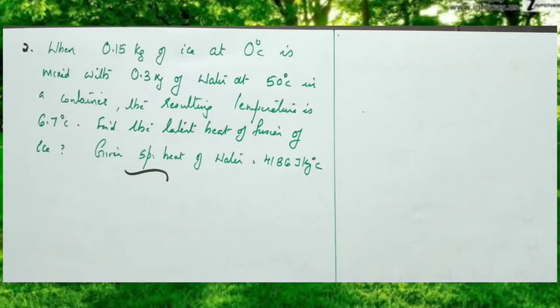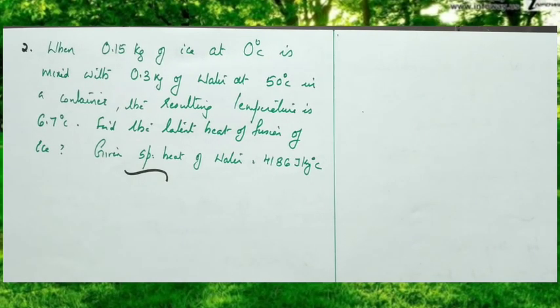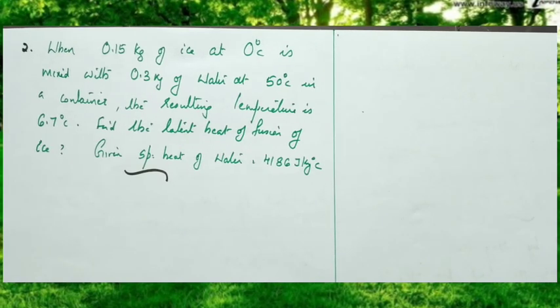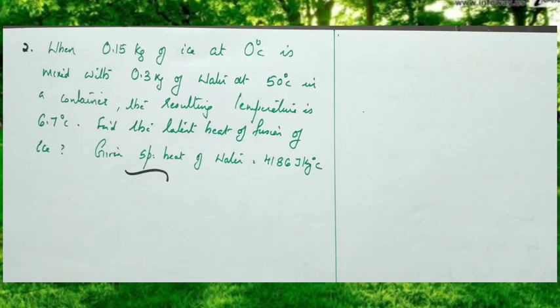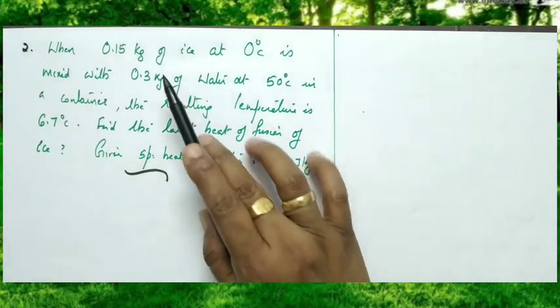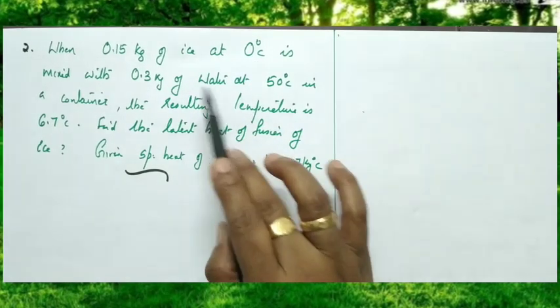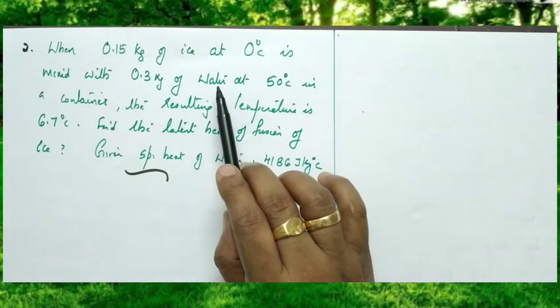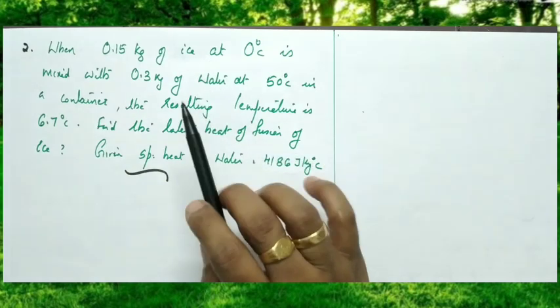Now second question. When 0.15 kilogram of ice at 0 degrees Celsius is mixed with 0.3 kilogram of water at 50 degrees Celsius in a container, the resulting temperature is 6.7 degrees Celsius. Find the latent heat of fusion of ice. Given specific heat of water 4186 joule per kilogram degree Celsius. This is also based on the principle of calorimetry. So when 0.15 kilogram of ice is mixed with 0.3 kilogram of water at 50 degrees Celsius, we know that water lost some amount of heat and it is gained by ice, isn't it?